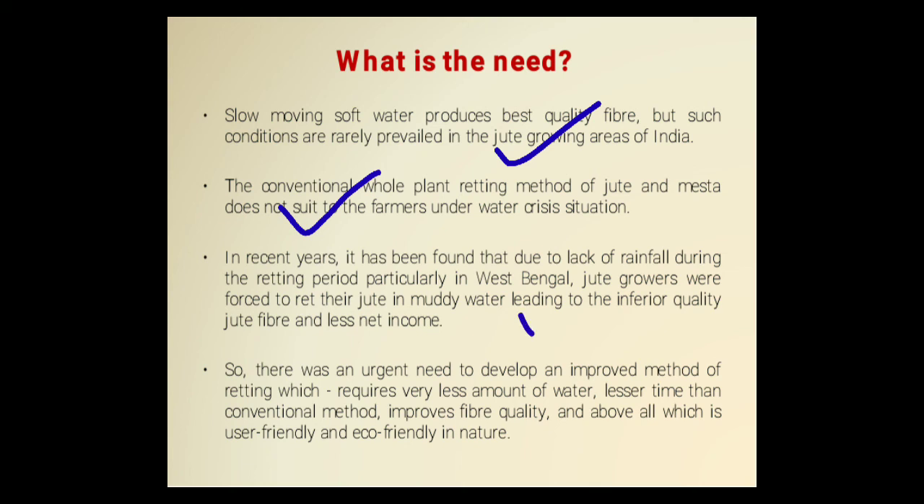In recent years it has been found that due to lack of rainfall during the retting period, particularly in West Bengal, jute growers were forced to ret their jute in muddy water, leading to an inferior quality of jute fiber and less net income. So there was an urgent need to develop an improved method of retting requiring less water. It should not be muddy water, and it should result in improved quality of jute.